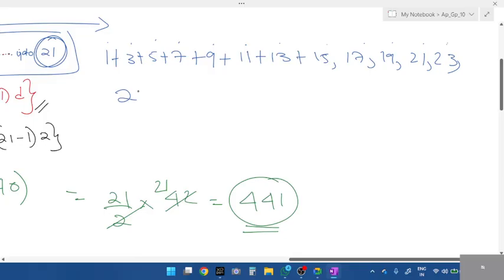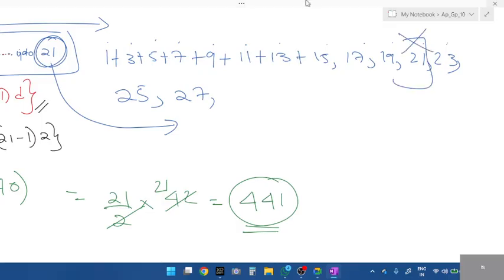13th number is 25. What is 14th number? 27. Like this, how many numbers I have to write? Up to 21 numbers. Okay. So it doesn't mean you should stop up to 21. That's not the meaning. In this pattern, 21 numbers you have to write.